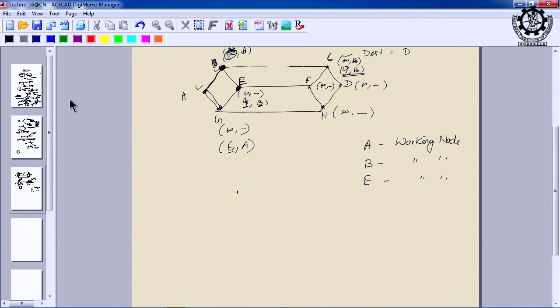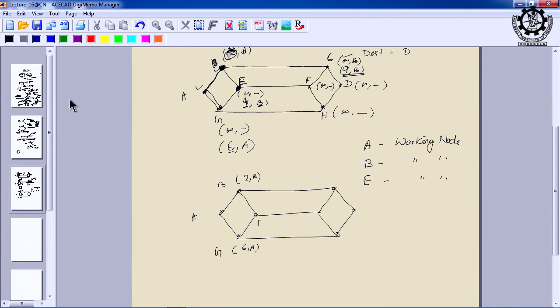If I draw this again to make it more clear, now my topology or the subnet is like this. A and B is now 2, A to G is now 6, and this is C, and this is G, and this is E, which is equal to 4, B, and this is again C, D, F and H. So, now my next working node is E as decided. I will check for the adjacent nodes of E. So, who are the adjacent nodes of E? One is F, another is G.